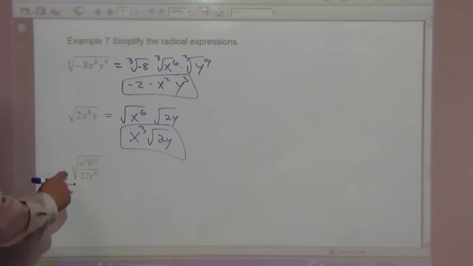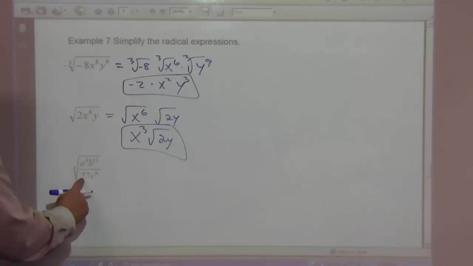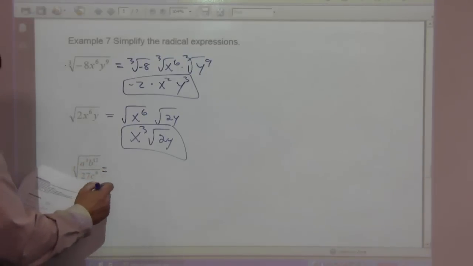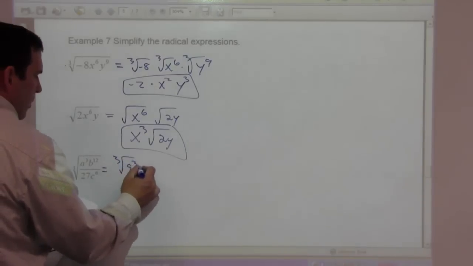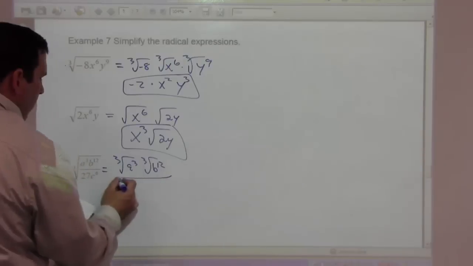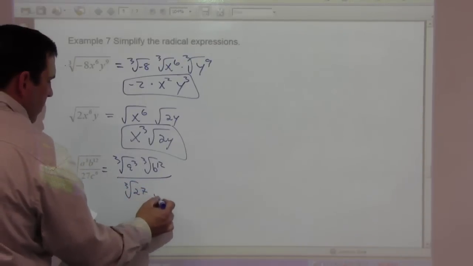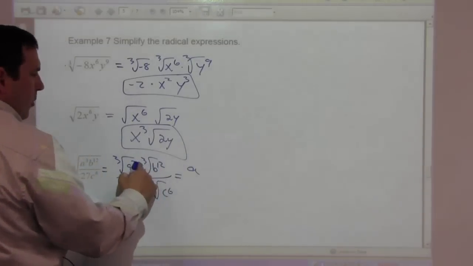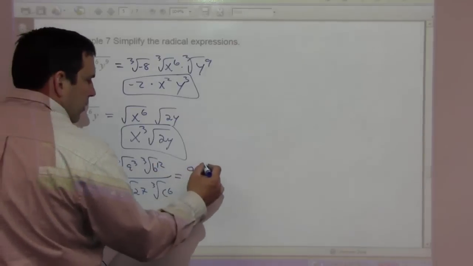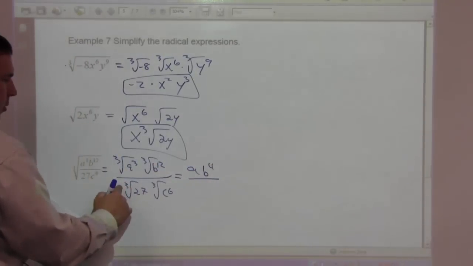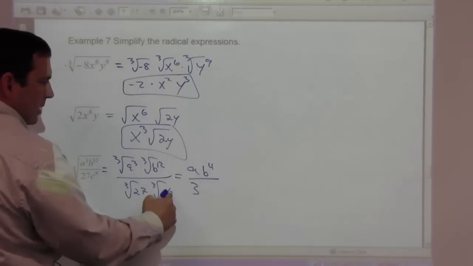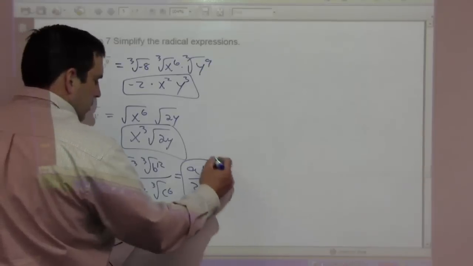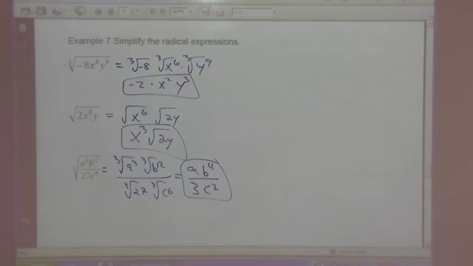And for the next one, the cube root of a cubed b to the 12th over 27c to the 6th. This is saying the cube root of a cubed times the cube root of b to the 12th over the cube root of 27 times the cube root of c to the 6th. So the cube root of a cubed is a. The cube root of b to the 12th, 12 divided by 3 is 4. The cube root of 27 is 3, and the cube root of c to the 6th, 6 divided by 3 is 2. I'm going to move on. Feel free to pause.